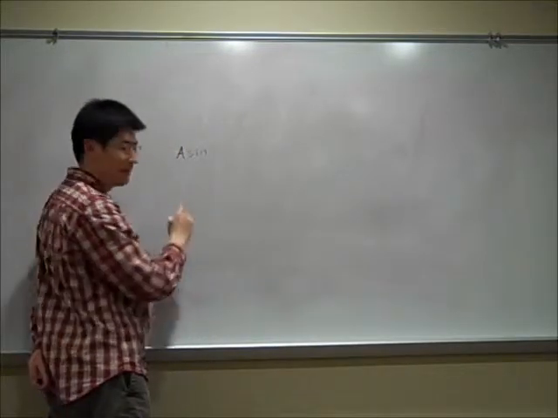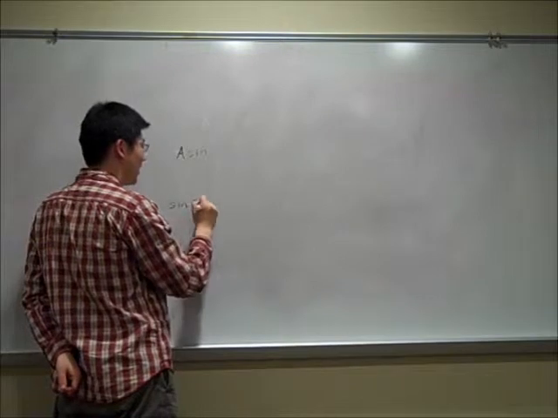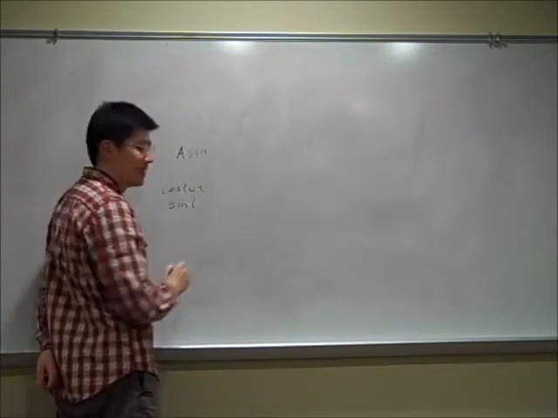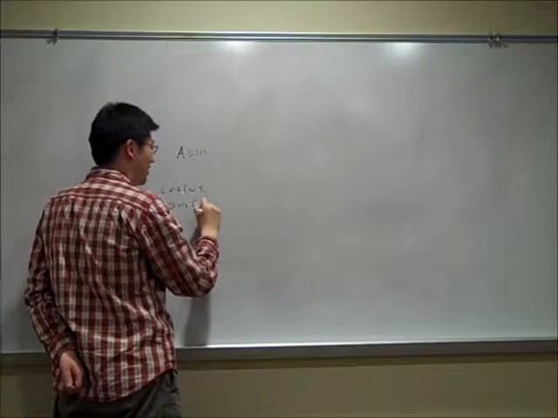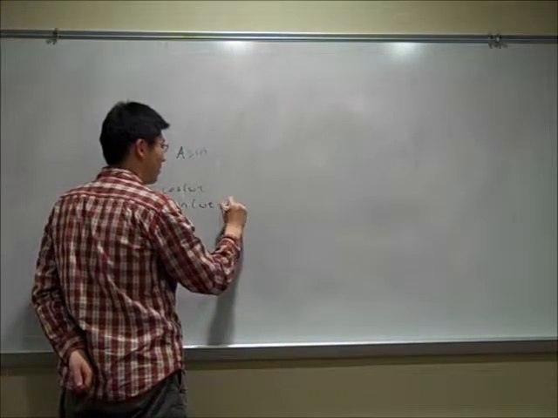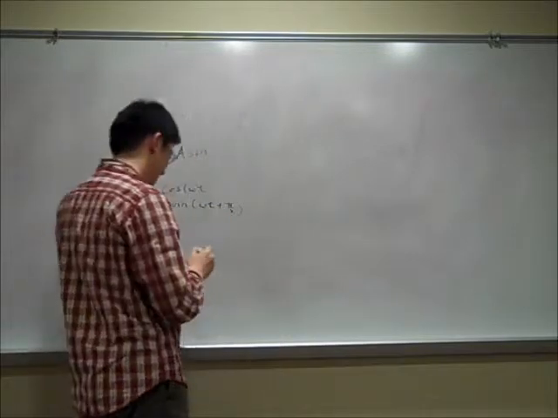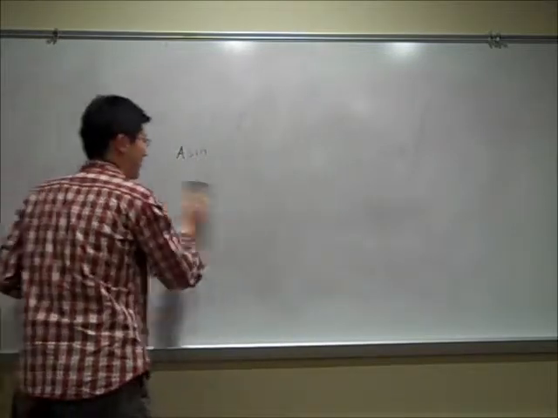Because if you must know, cosine of omega t is the same thing as sine of omega t plus pi over 2. So sine with a phase shift gives cosine, and we don't really need to look at cosine.